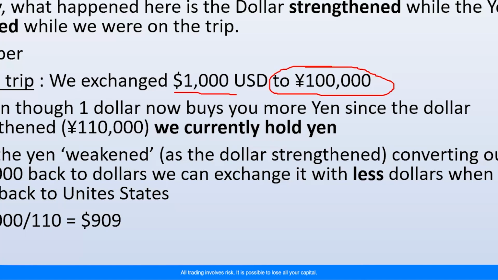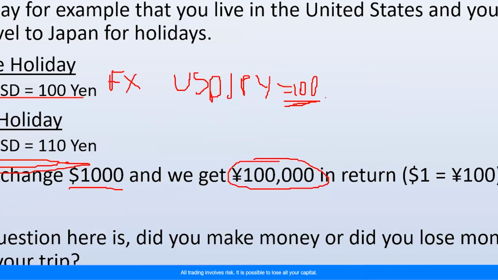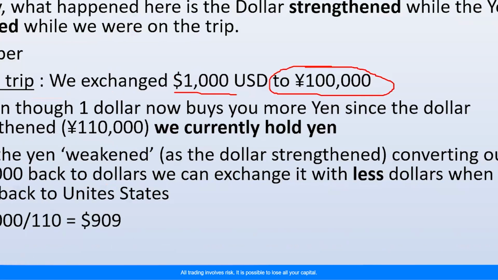Basically what happened here is that the dollar strengthened while the yen weakened. If you remember from our prior example, before the holiday we exchanged $1 and we got 100 yen. We exchanged 1,000 and we got 100,000. After the holiday, the exchange rate changed from 100 yen to 110. So in a sense the yen weakened, or more accurately, the United States dollar strengthened, and therefore you can get more yen with the same amount of dollars. So $1 now, after our trip, is worth 110 yen.